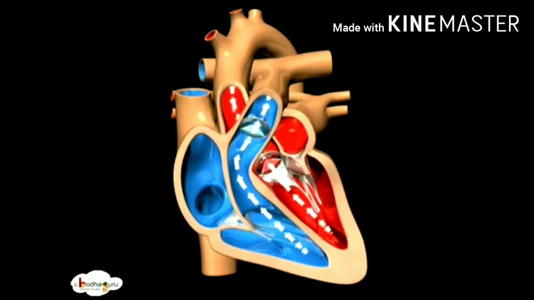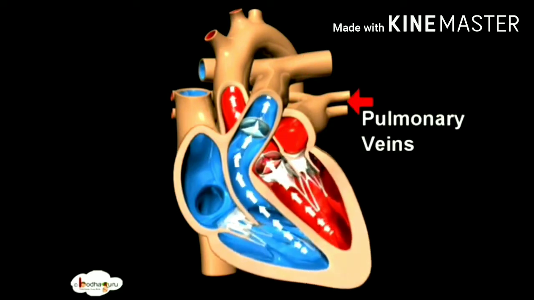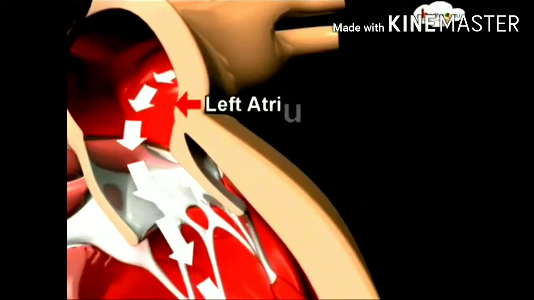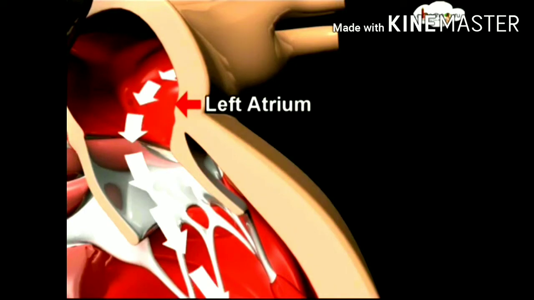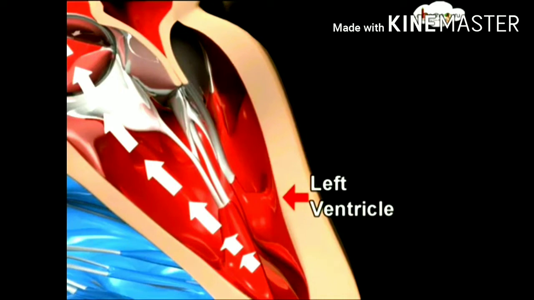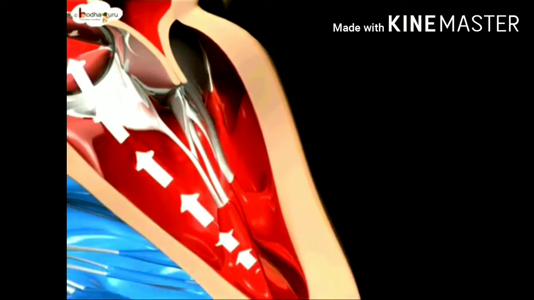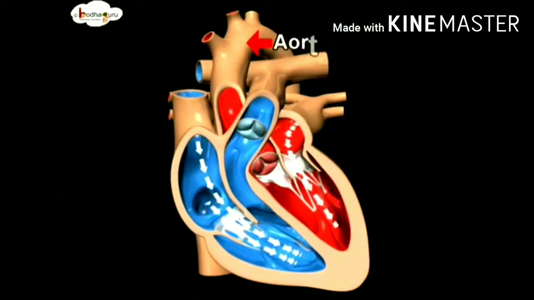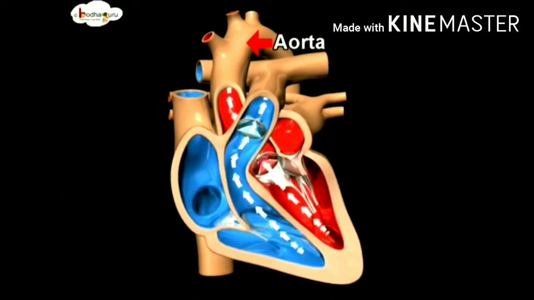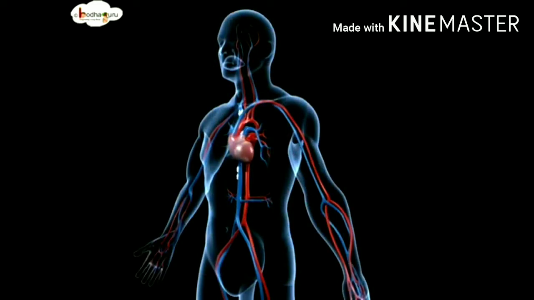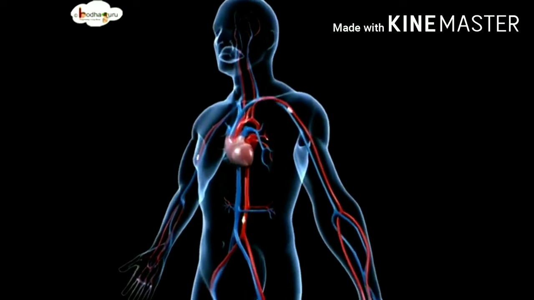In systemic circulation, after oxygenation, blood travels through the pulmonary veins. It is received in the left atrium, which pumps it into the left ventricle. Then it is passed into the aorta, which carries oxygenated blood to the different parts of the body. This is how double circulation takes place in the human body.